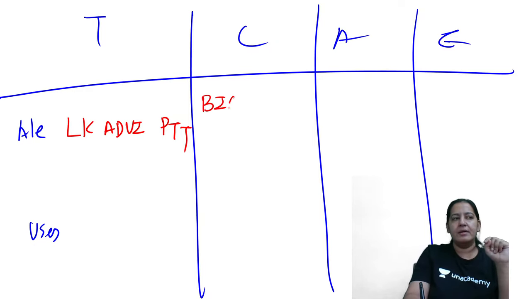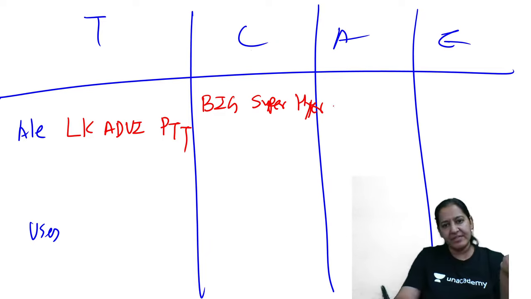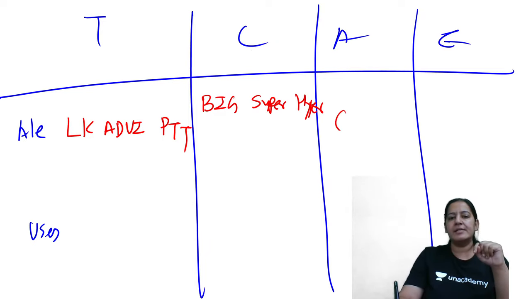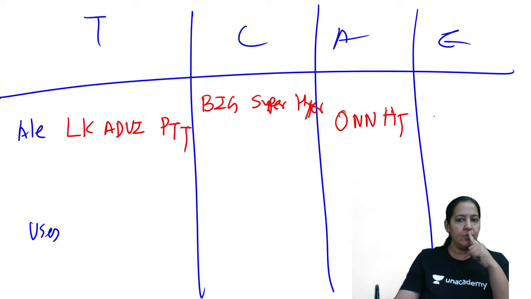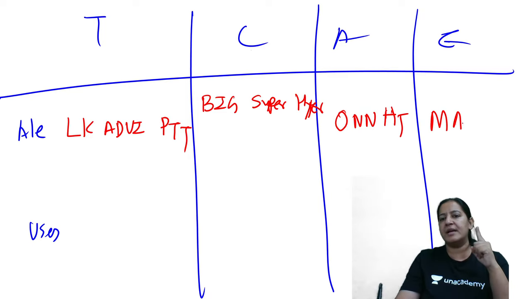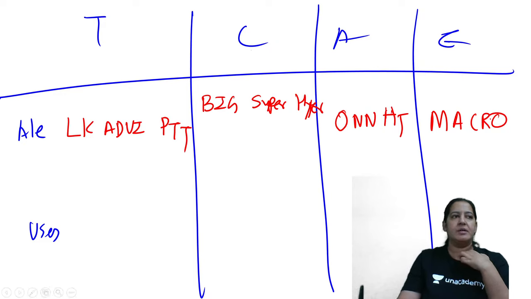It is big, super, you can write in your chat, super hyper. Big super hyper. What is the adverse effect of aminoglycoside? It is on. Switch on wala, on HT. Right. What is the adverse effect of erythromycin? It is macro. I guess I am right.